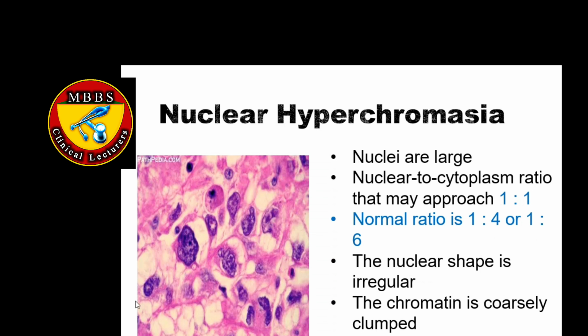And the nuclear hyperchromasia, you can see a dark chromatin clumping, which causes darkness of the nuclei. So nuclei are large, yes, we can see that. The nuclear cytoplasmic ratio is 1:1, that is 1 part nucleus and 1 part cytoplasm. Normal ratio is 1:4, 1:6. The nuclear shape is irregular. The chromatin is coarsely clumped also.